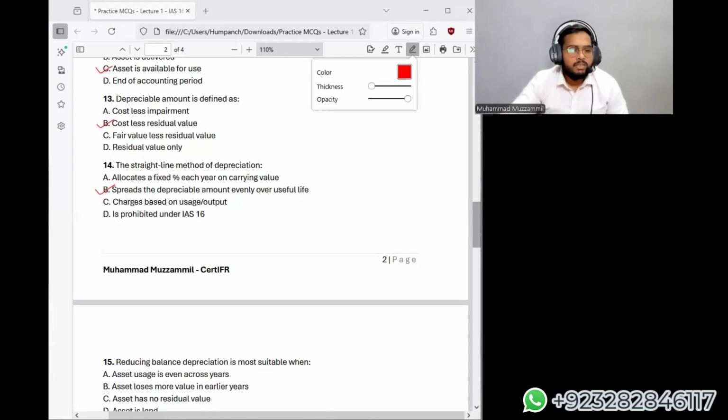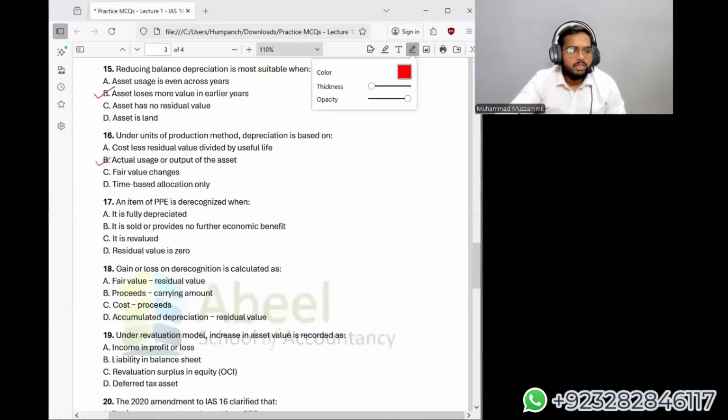Okay, MCQ number 16. Under the unit of production method, depreciation is based on... It is easy, obviously. It is under the unit of production, right? So, actual usage or output of the asset.